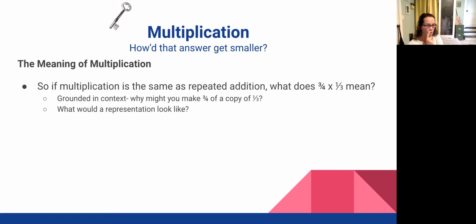Why else might you make 3/4 of a copy of 1/3? I don't eat one whole bag of leftover brownies in a pan. You eat 3/4, and what is left is 1/3. Yep. I always relate everything back to food. My students are always hungry. There's 1/3 of a cake left, and we want to cut it into 4 pieces. Okay.